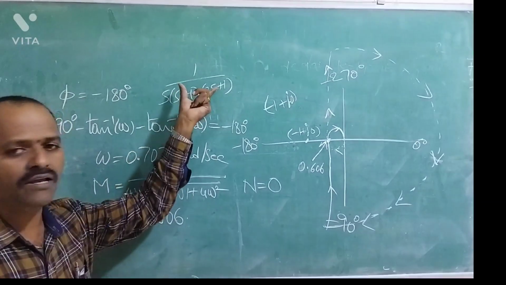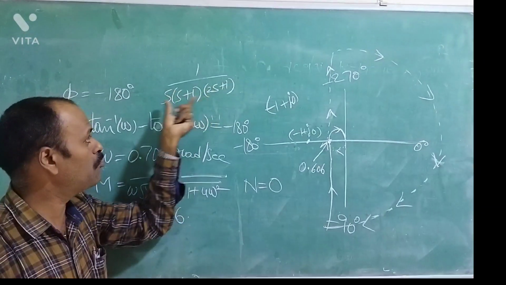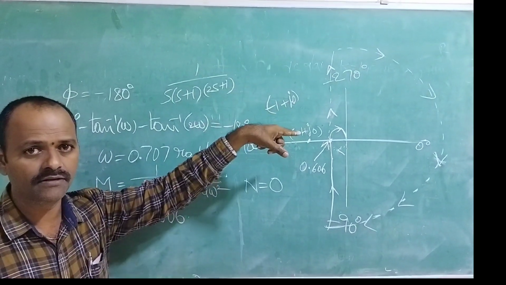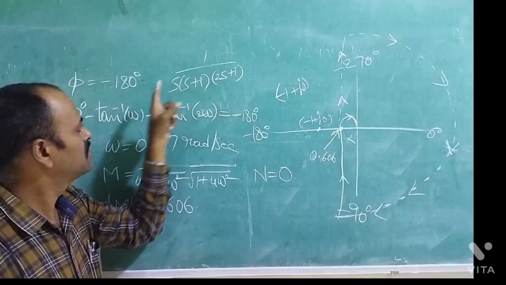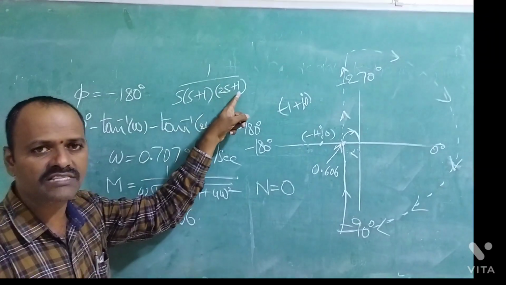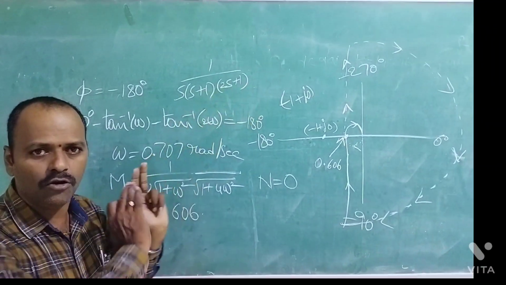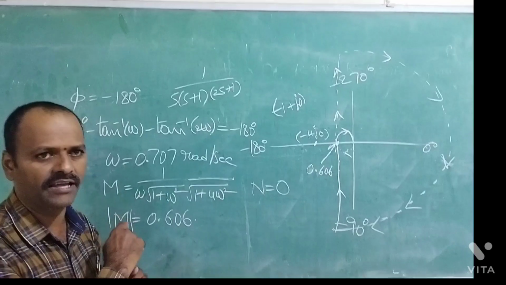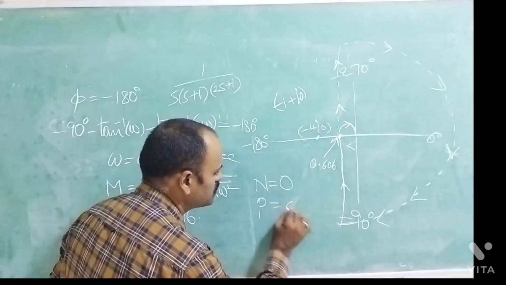What is the P value? P means the number of open loop poles in the RHS of the S plane. But here, what are the locations of the poles? S equal to 0, S equal to -1, S equal to -0.5. There are no poles in the RHS of the S plane. So P is equal to 0.